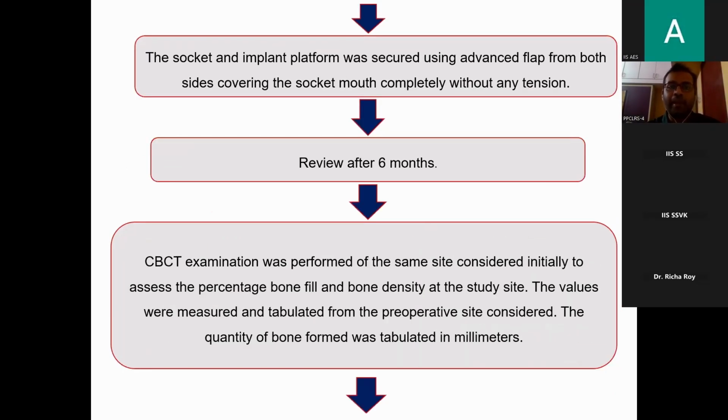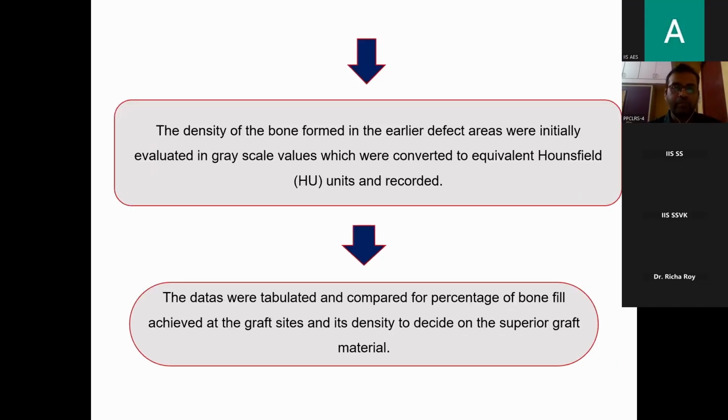The socket and implant platform were secured using an advanced flap from both sides, covering the socket mouth completely without any tension, and review was done after 6 months. The CBCT examination was performed of the same site considered initially to assess the percentage bone fill and bone density at the study site, and values were measured and tabulated against the preoperative sites considered. The density of bone formed in the earlier defect areas was initially evaluated in grayscale values, which were converted to equivalent Hounsfield units and recorded. The data were tabulated and compared for the percentage of bone fill achieved at the graft sites and its density to decide the superior graft material.